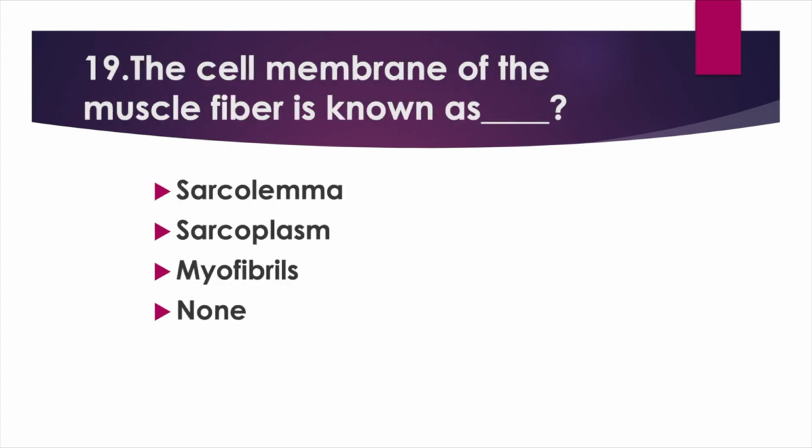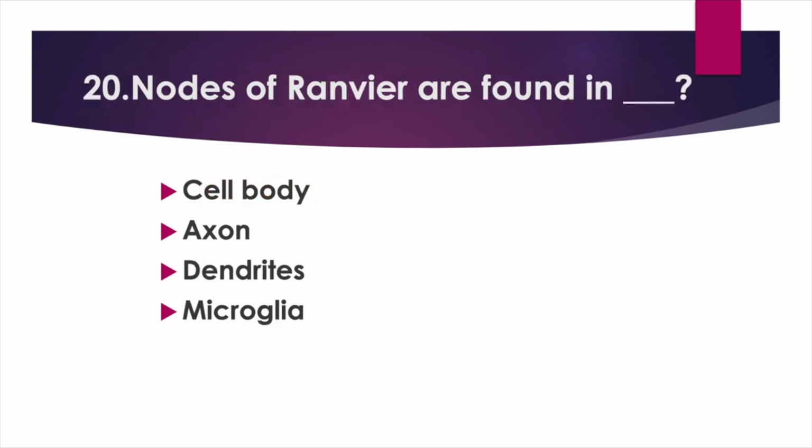The cell membrane of the muscle fiber is known as sarcolemma, sarcoplasm, myofibrils and none of these. Correct answer is sarcolemma. Nodes of Ranvier are found in cell body, axon, dendrites and microglia. Answer axon.